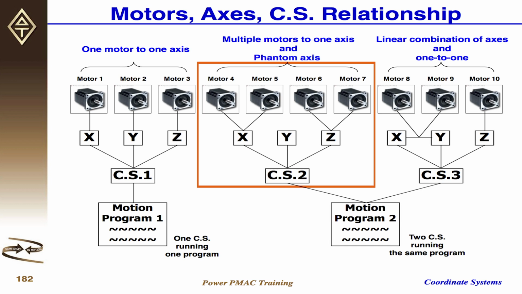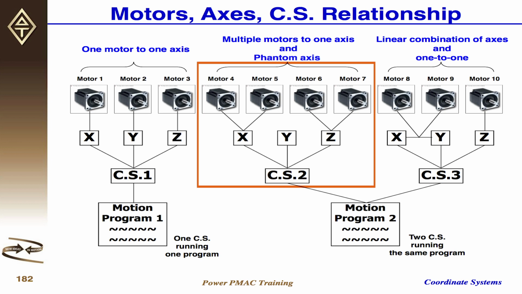Similarly, coordinate system 2 uses the X, Y, and Z axes, but now it's using 4 motors. It has 2 gantries, I'm going to say. We have one gantry in the X-axis, which is controlled by motors 4 and 5. Because they're both tied into X, whenever I issue X10, motors 4 and 5 are both going to move.